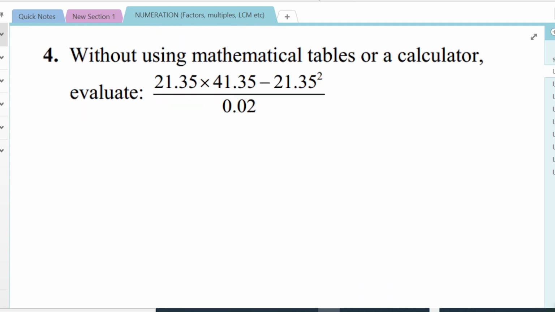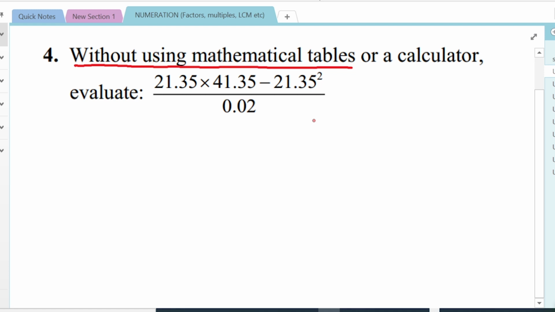Okay. So without using mathematical tables or a calculator, evaluate that. Now, when you look at a question like that one, somebody can just simply get a calculator, punch in these figures, and get the answer. If you just punch in your calculator, you'll get the correct answer, but the question insists on no mathematical tables or calculator. So this means that your working is supposed to demonstrate that you indeed did not use a calculator.